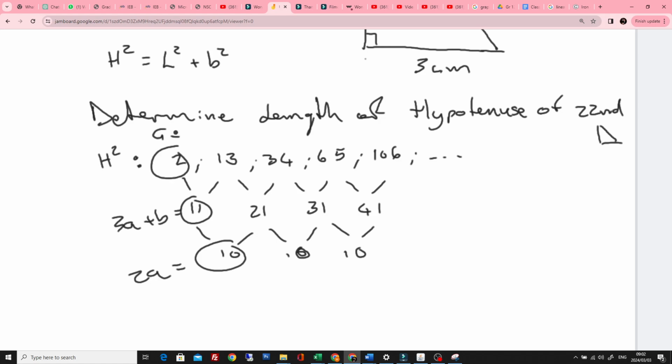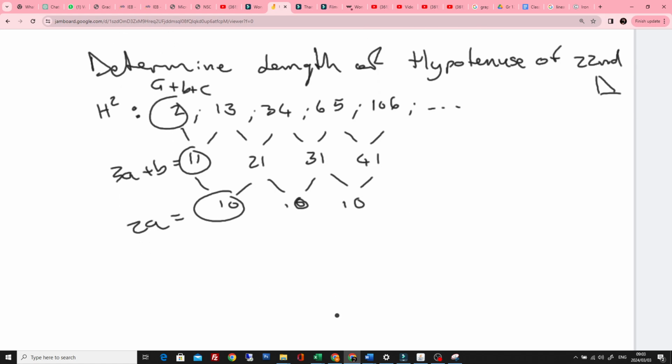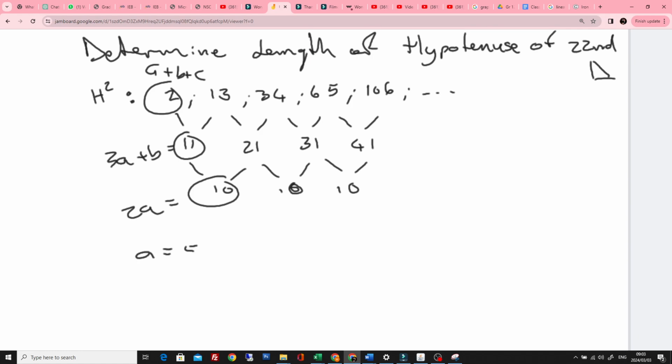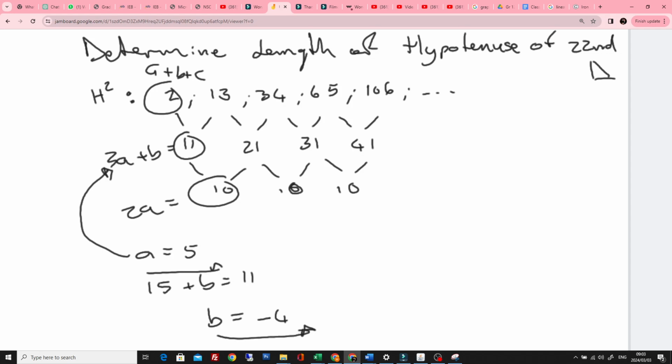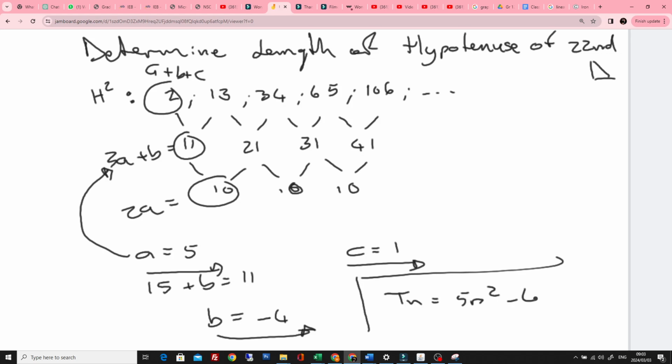And we can use this. So we can say a is equal to 5, 15 plus b is equal to 11, just substituting a into that, and therefore b is equal to -4. Using that, 5 plus -4 is 1, so c must be equal to 1. I'm just solving for it very quickly, normal steps. Then Tn would be equal to 5n squared minus 4n plus 1. We can check if it works out.